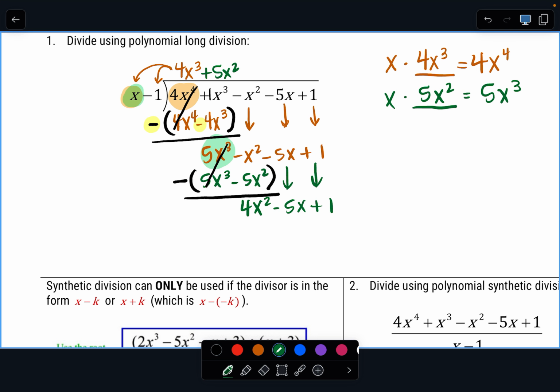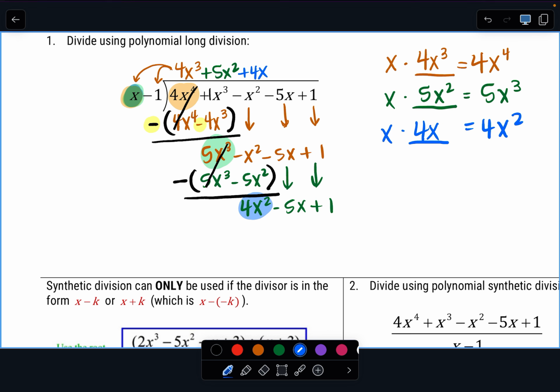Now, you keep going until you can go no more. So I can still work with this. I can still take x and I can still multiply it to be 4x squared. So repeating that process, I am focused only on this 4x squared using my x. I need to figure out x times something is equal to 4x squared. What goes in the blank? 4x or 4x squared? 4x, because I just want to make x squared. So I'm going to do plus 4x.